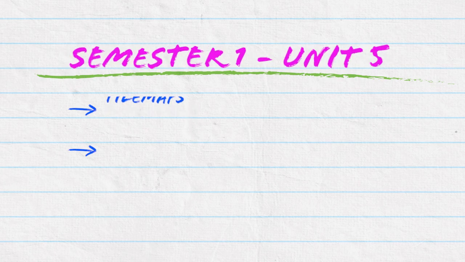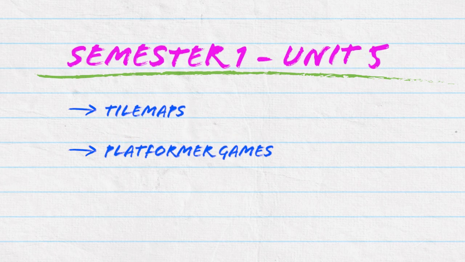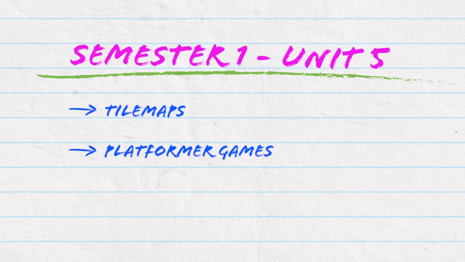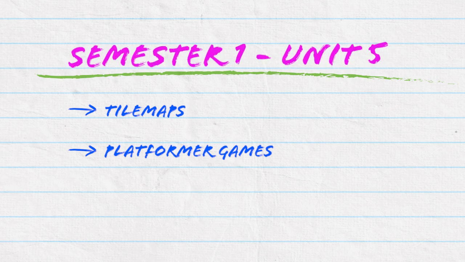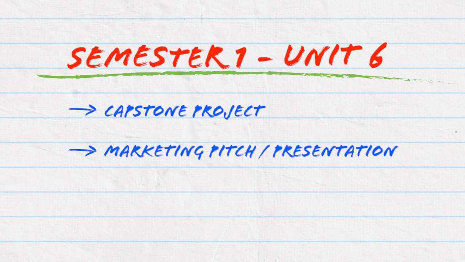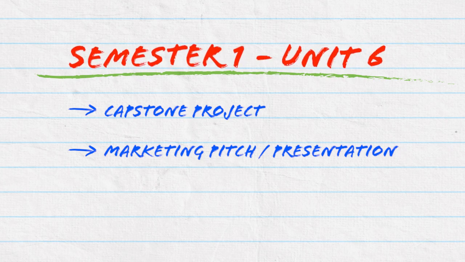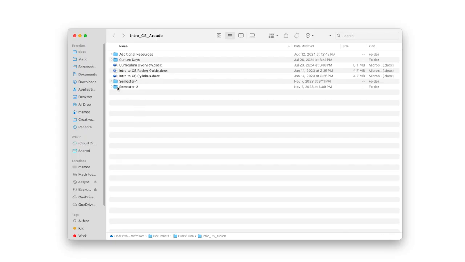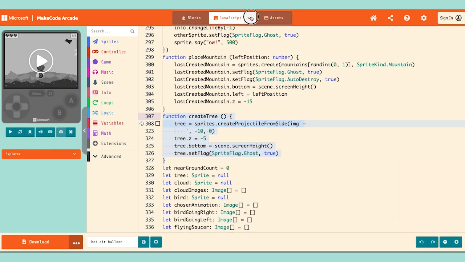In this optional unit, students learn about tile maps and their myriad of uses, including platformer games. Students work in teams to create complex projects. They'll also create marketing materials for their projects. The second semester is text-based coding. You can choose from JavaScript or Python.